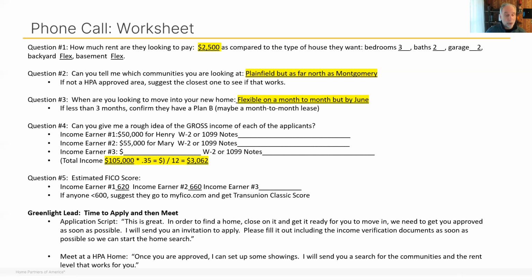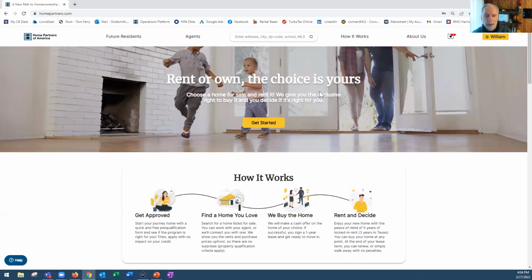So that's it. I mean, hopefully, we've closed the deal. Henry's ready to move forward. Mary's ready to move forward. They're really excited about it. And I want to show you one more technique that I like to use a lot when I was an agent back in 2021. And I think you'll like this.